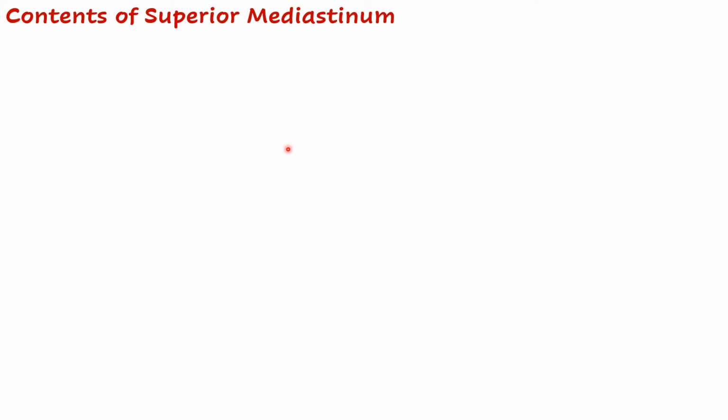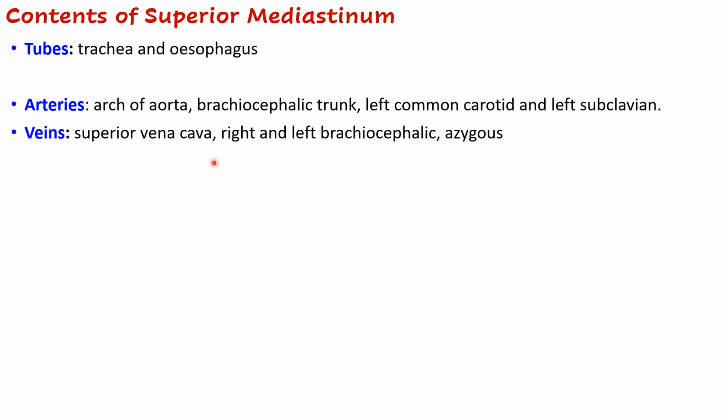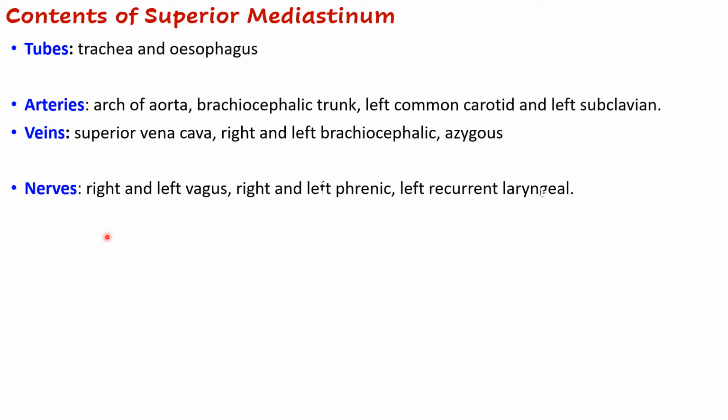Let us revise the contents of the superior mediastinum. To begin with, the two important tubes, that is trachea and esophagus. Let us now consider the blood vessels. Arteries: arch of aorta and its three branches, brachiocephalic trunk, left common carotid and left subclavian arteries. Veins: superior vena cava and its tributaries, that is right and left brachiocephalic veins, azygous vein, its termination, and one more, the left superior intercostal vein. After that, nerves: right and left vagus, right and left phrenic, and left recurrent laryngeal nerve.